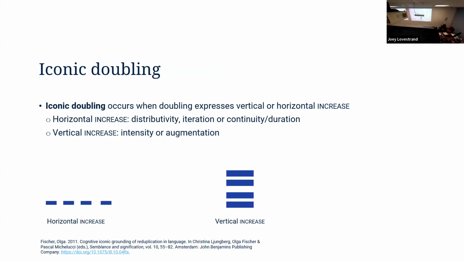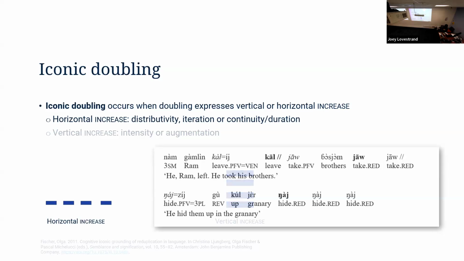So the iconic doubling always has this idea of increase, whether it is horizontal, in the sense of distributivity, iteration, or duration. If you do something for a long duration, then you have this horizontal doubling of the verb. I'm going to show you an example. And the vertical increase is like you're talking about magnitude or intensity. And so you have an example here with this construction.